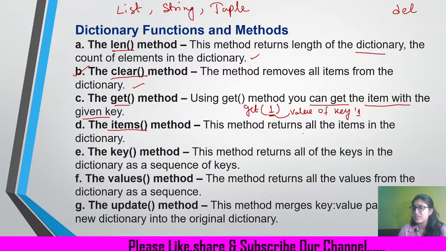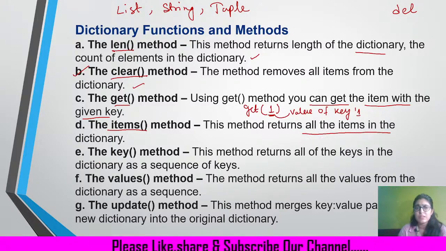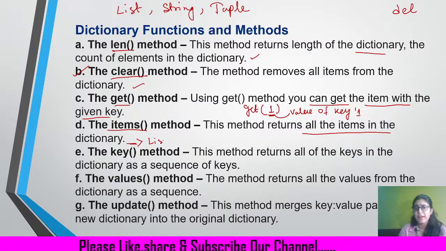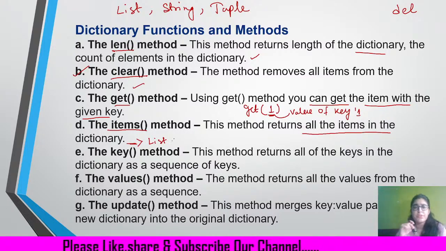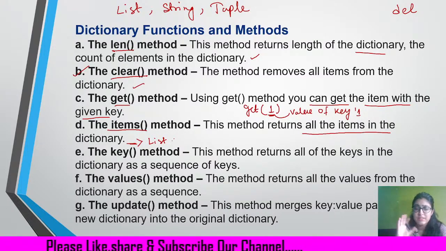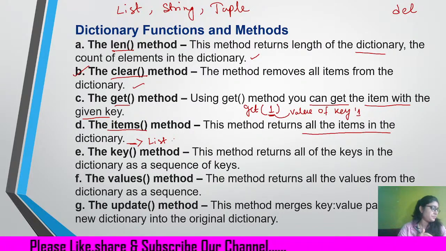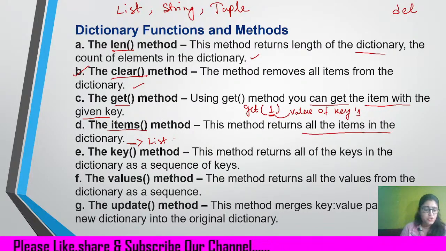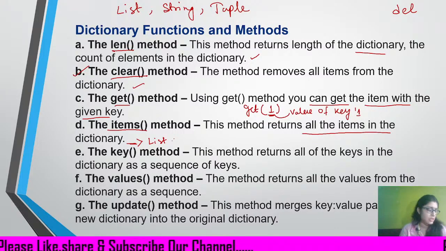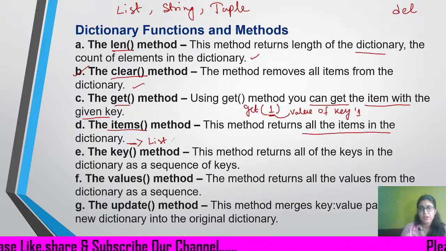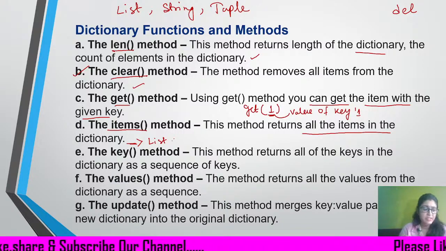The items method returns all the items in the dictionary, and it will return them in a list format actually. I will show you in the practical, then you will understand it very clearly. We will see this in Jupyter notebook. We will run one code and run these methods to understand what they are actually returning.